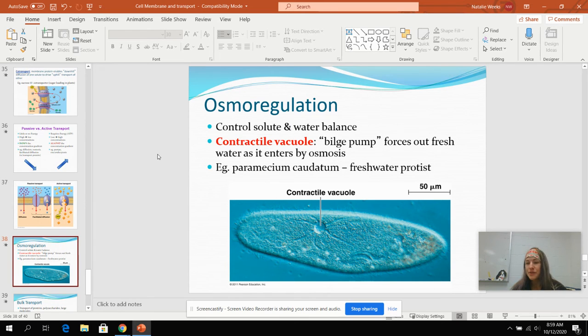One way that cells do this that's very important is osmoregulation. So once again, we learned before, osmo refers to water, and this is to control solute and water balance. The contractile vacuole in some organisms acts as a big pump and it forces water out. So think about an animal that lives in water. It's going to get too much water. It's going to like explode with water. So they actively have to use ATP to pump out extra water all the time so they don't become hypotonic and burst.